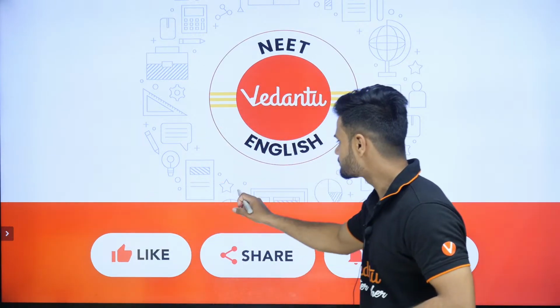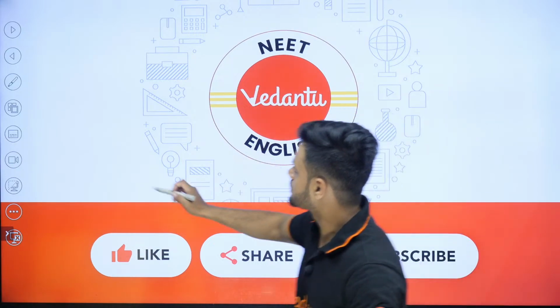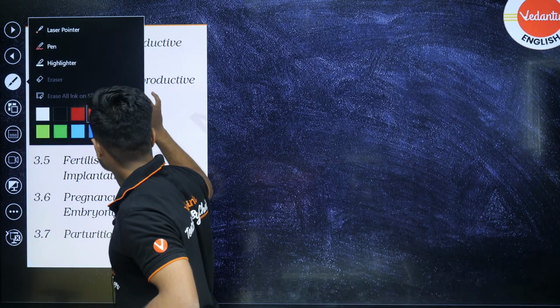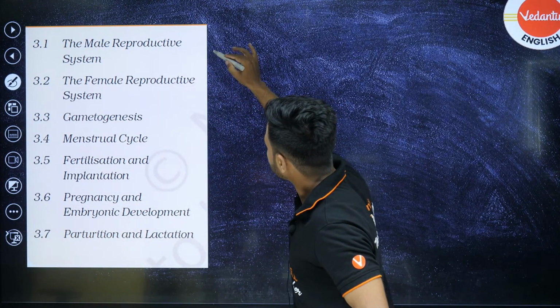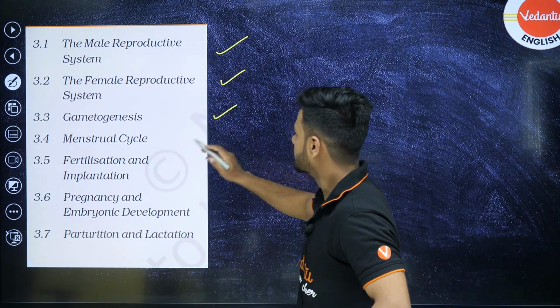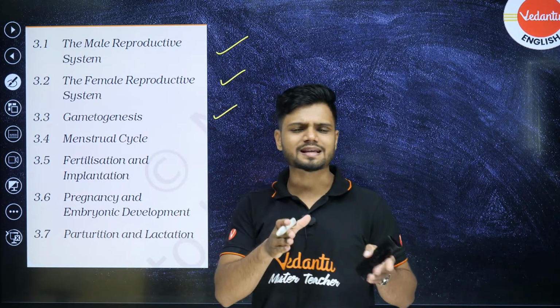Now, in the previous class, let's go back. Where were we? Male reproductive system done. Female reproductive system done. Gametogenesis done, which includes your spermatogenesis as well as oogenesis.